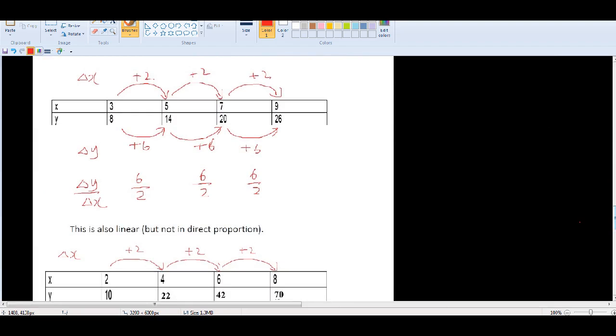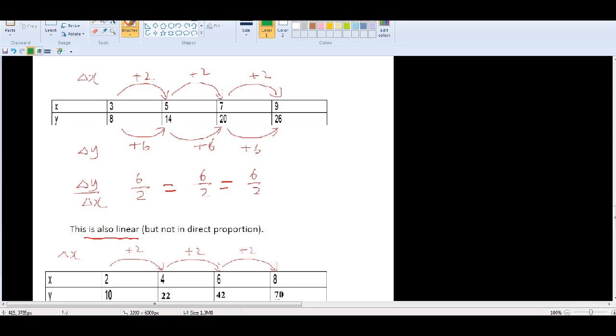For this one, x from 3 to 5 increased by 2, y at the same time from 8 to 14 increased by 6. So delta y over delta x is 6 over 2. And from 5 to 7 increased by 2, 14 to 20 increased by 6, again 6 over 2. So again, they are always equal. That's why this is also linear. But be careful, this is not in direct proportion.